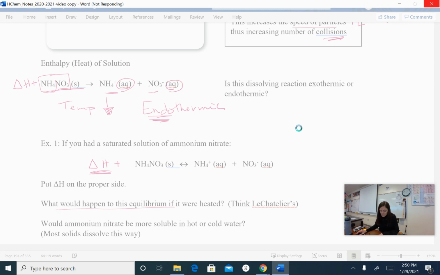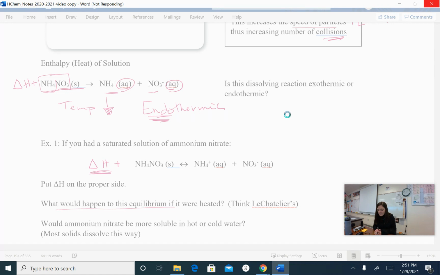So the next question is, would ammonium nitrate be more soluble in hot or cold water? Well, if it's shifting to the right to make more ions when we heat that water up, isn't that the dissolved side? So if warmer water makes more things dissolve, this would be more soluble in hot water. Okay, so we would have ammonium nitrate be much more soluble in hot water than in cold water.